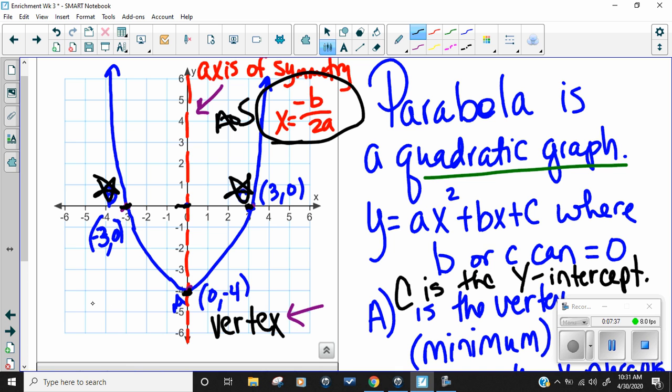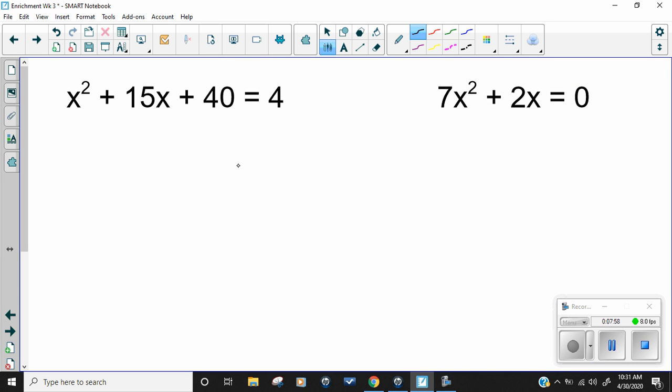If it was the other way, you would have a maximum because this is the vertex and it's the highest point. So this is a max. Oops, that says max. Okay, but this blue parabola has a minimum. Okay, so let's find, this is all you have to do in the assignment, find the axis of symmetry and find the x-intercepts. So here we have an equation.